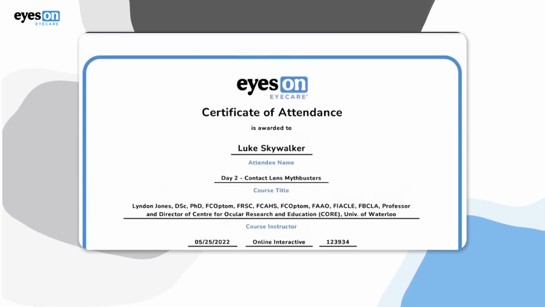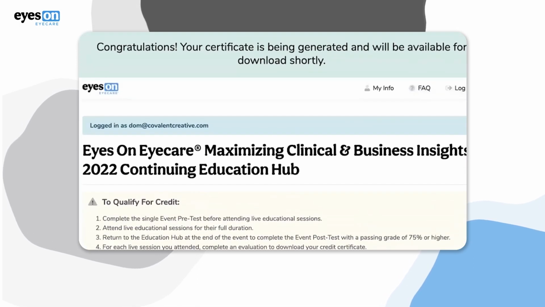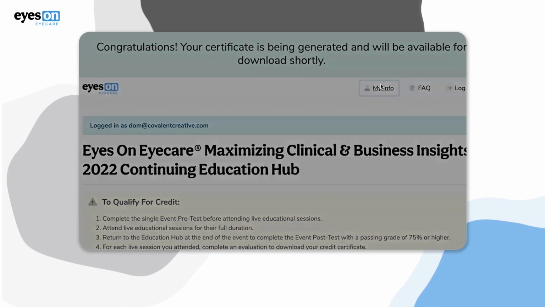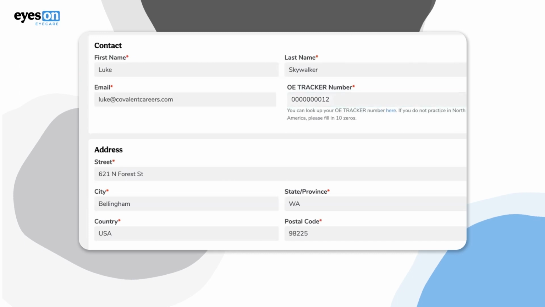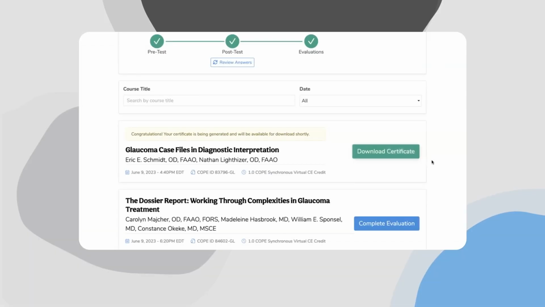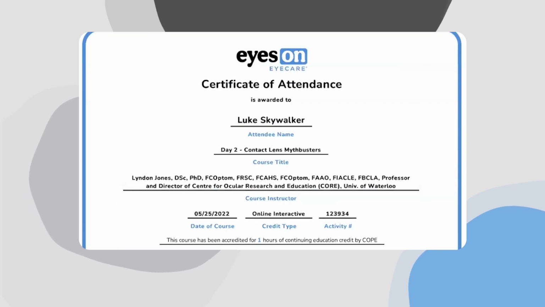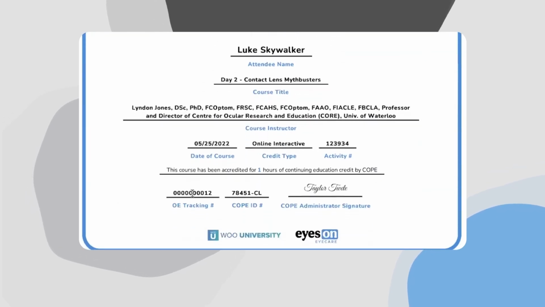If for any reason the information on your certificate is incorrect, scroll to the top of the page and click My Info. From there, you can adjust the fields that need to be updated. After you have finished updating your information, save the changes. Then, refresh the page and re-download your certificate, and you should see the updates you made reflected accordingly.